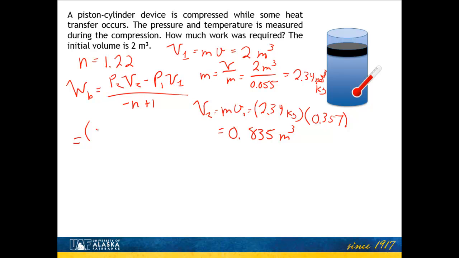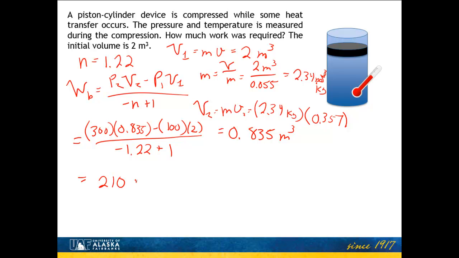So now let's go ahead and plug that into my equation over here for boundary work. So the final pressure was 300 kilopascals. The final total volume was 0.835. And then I'm going to subtract P1, which is 100, and V1, which is 2. And then divide that all by minus 1.22 plus 1. And then if I do that arithmetic, I realize it's about 210 kilojoules.